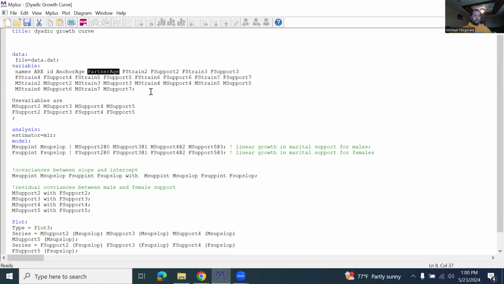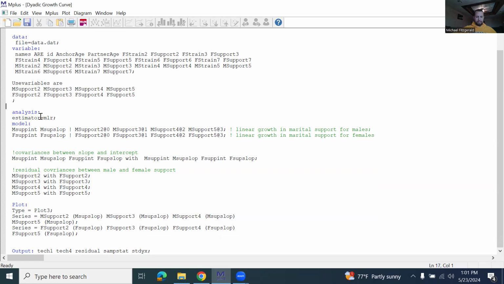And then I did some data cleaning to create a male and a female file. What we have here is F for female, support, and then the wave in PairFam in which it was measured. So we have support and strain at wave 2 for females, support and strain at wave 3, and so on and so forth. We will only be using the support variables, and that's why I have this use variables code right here. I'm telling Mplus to only use these 8 variables.